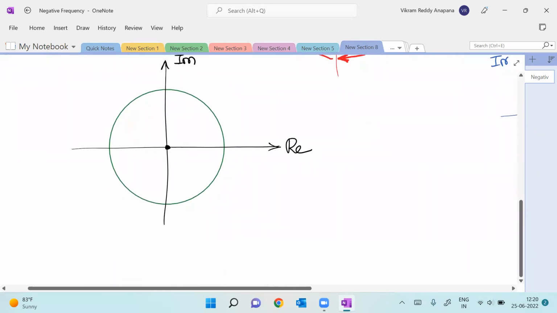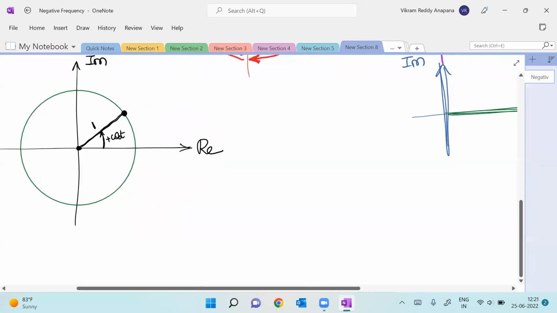All right. So anyways, let me take this. For positive omega naught t, you have, anyways, unit radius. Let me take some point here. This is positive omega naught t. Now what we do is, let's try to plot the real quantity with respect to time. Okay, say initially you are here. Initially you are here.